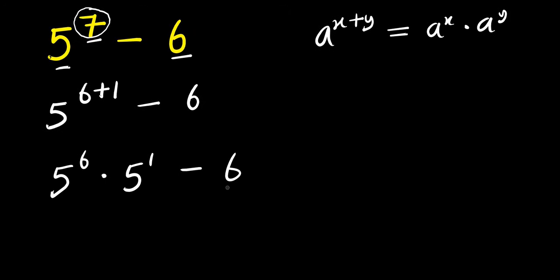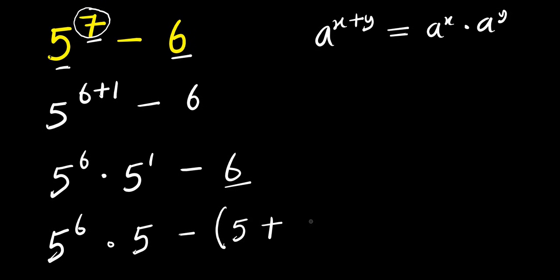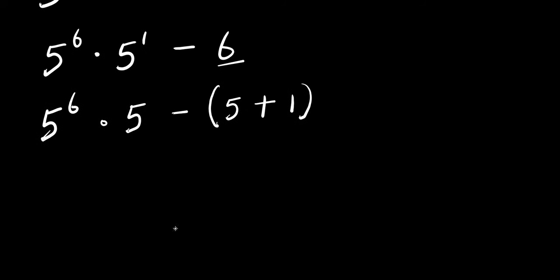Now, I can express this 6 as 5 plus 1. So this simply means we have 5 power 6 times 5, and there is minus here. And this 6, I write it as 5 plus 1. And from here, because there is minus, I need to use it to multiply out. So we have 5 power 6 times 5 minus 5 minus 1. So let's factor out the common term, which is 5.